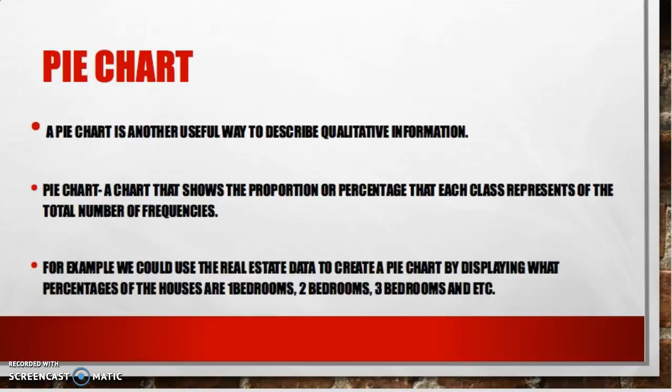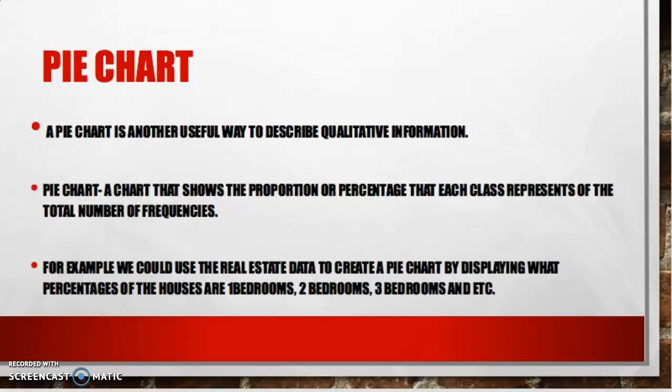A pie chart. A pie chart is another useful way to describe qualitative information. A pie chart is defined as a chart that shows the proportion or percentage that each class represents of the total number of frequencies. For example, we could use the real estate data to create a pie chart by displaying what percentages of the houses are 1 bedroom, what percentages are 2 bedroom, what percentages are 3 bedroom, and etc.